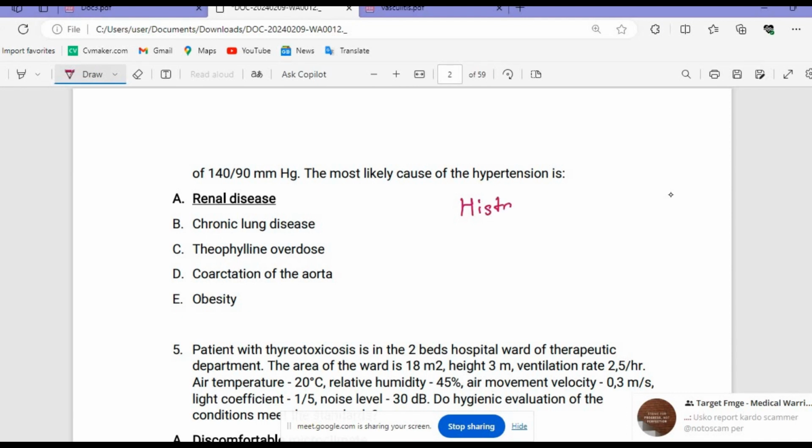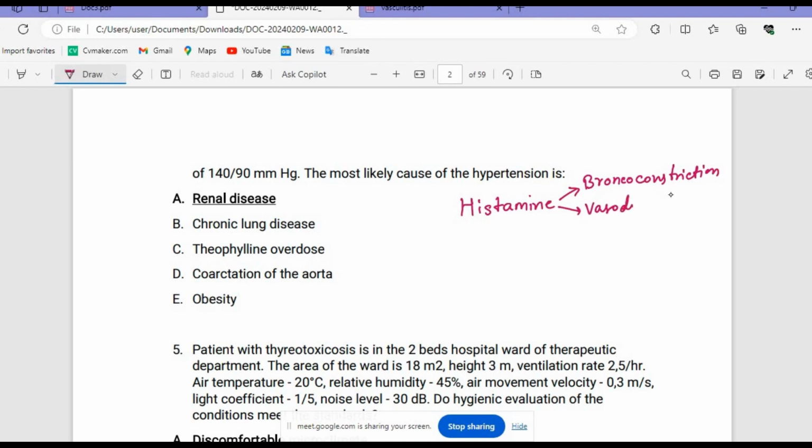But I am asking what the function of histamine is. Does it cause bronchodilation, vasoconstriction, or bronchoconstriction? The histamine causes bronchoconstriction. And on the vessels, it causes vasodilation. Along with vasodilation, there will be an increase in vascular permeability.